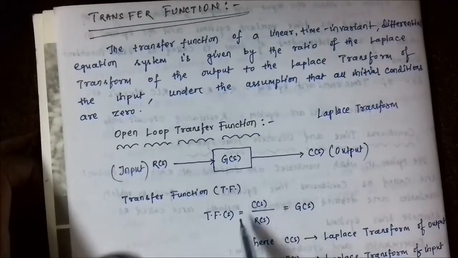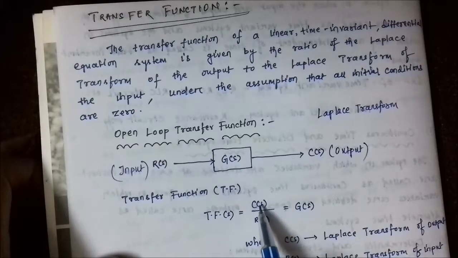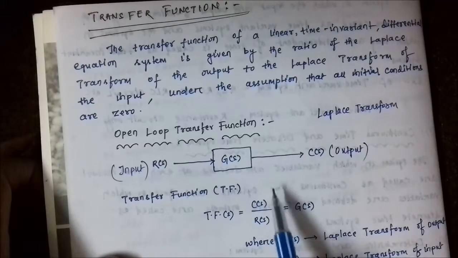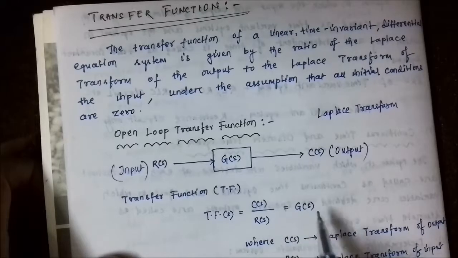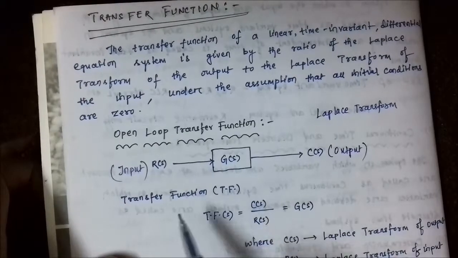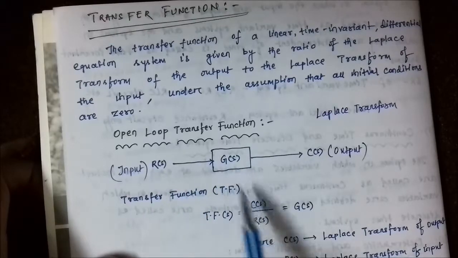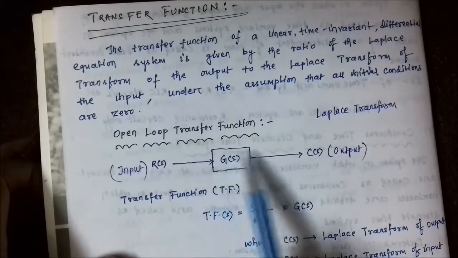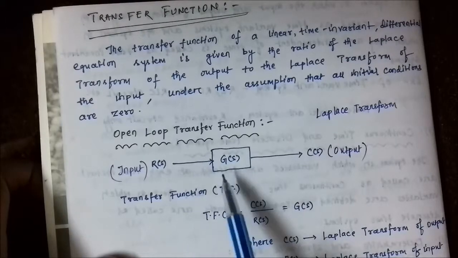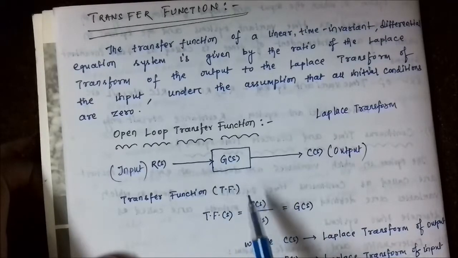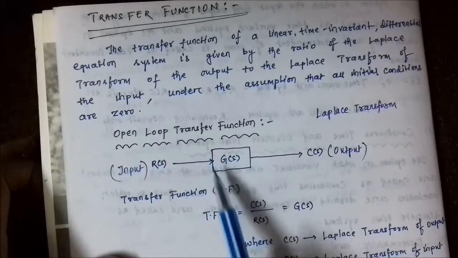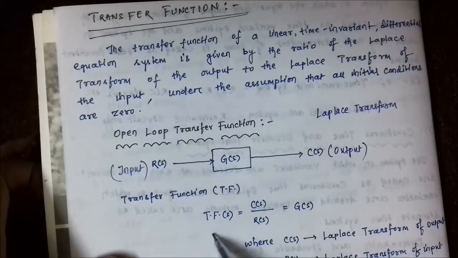Okay, the transfer function is the ratio between the output and the input, C(s) by R(s), where C(s) is the output and R(s) is the input in S domain. Now, mind you, this is the open loop transfer function, there is no feedback path involved. This is the gain, or the output by input, we know it is gain. So this is the gain of the system in the S domain.